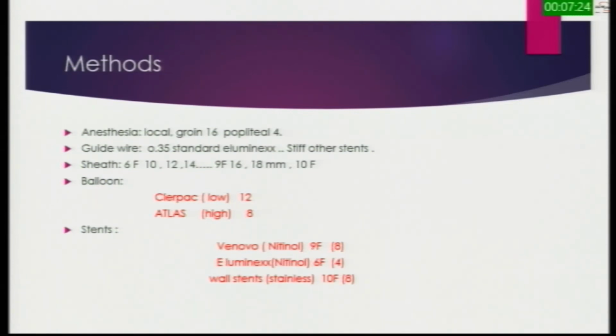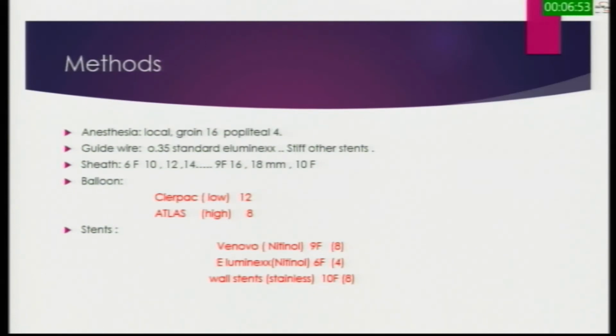Our methods: we didn't find any big differences from the ordinary methods. It was done under local anesthesia in the groin. In most of them, about 16 patients, access was from the groin; in only 4 patients we needed to puncture the popliteal vein. The wire was a 0.35 standard wire, and sometimes we needed a stiff wire.